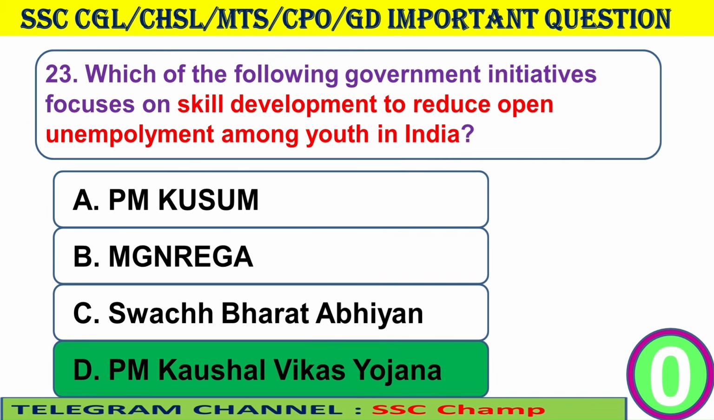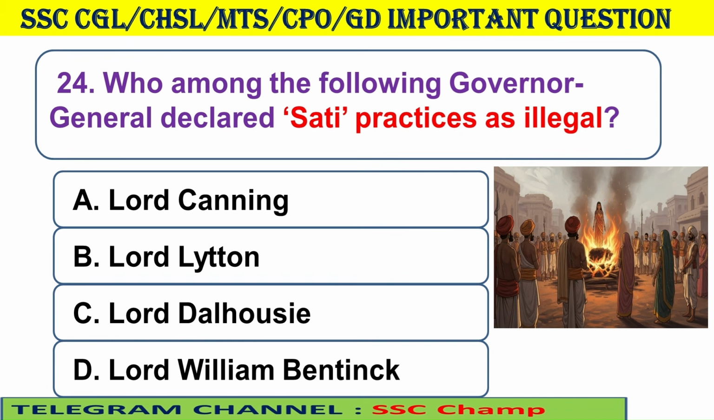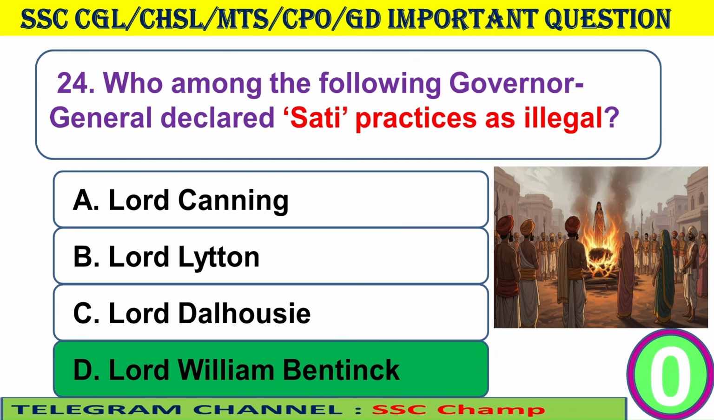Correct answer, PM Kaushal Vikas Yojana. Who among the following Governor General declared Sati practices as illegal? Option A, Lord Canning, Option B, Lord Lytton, Option C, Lord Dalhousie, Option D, Lord William Bentinck. Correct answer, Lord William Bentinck.